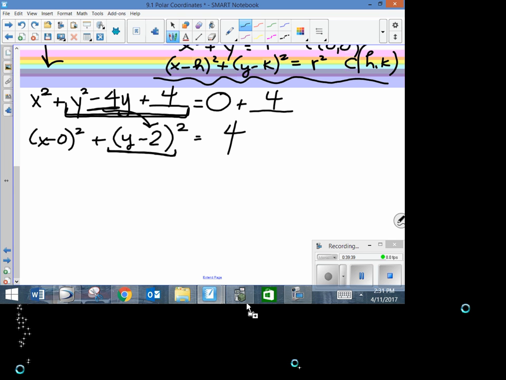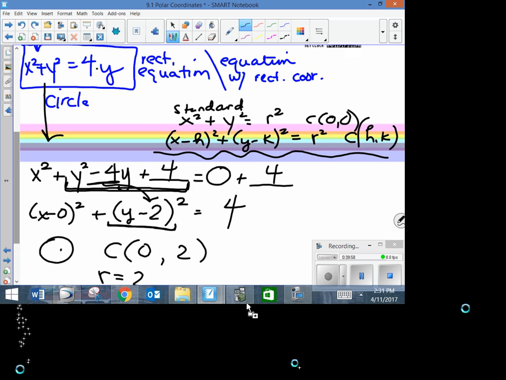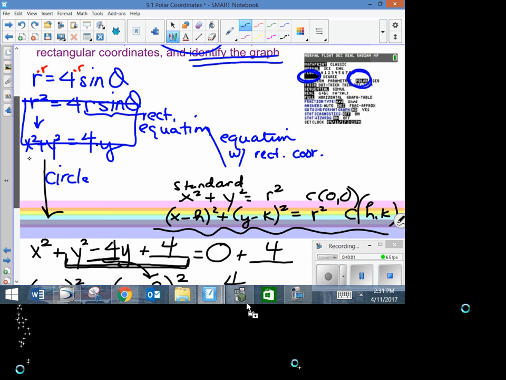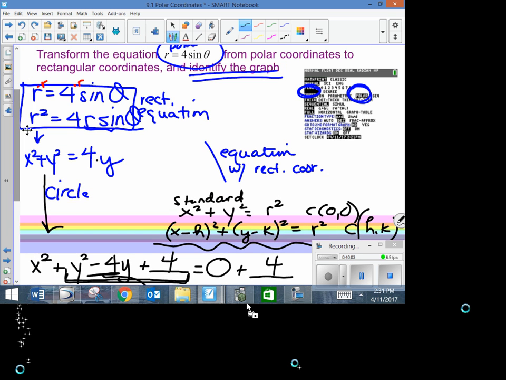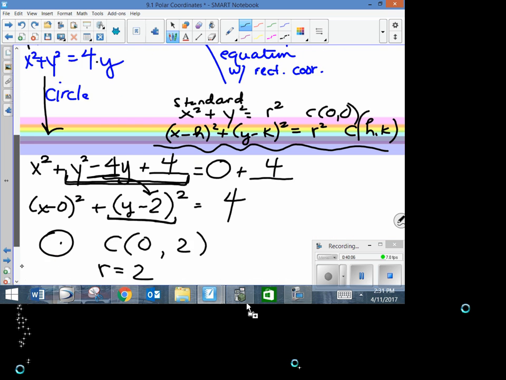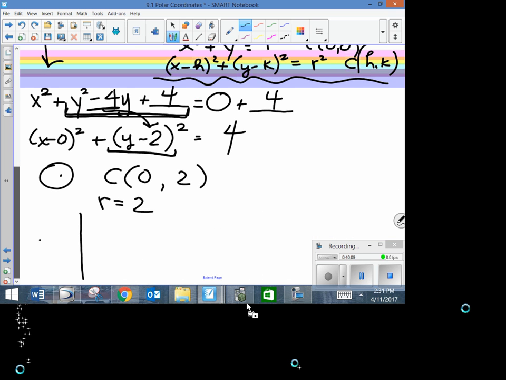All right, now we know it's a circle. Center is 0, 2, and radius is 2. And if it doesn't say to graph it, it just says to identify the circle. We could graph it, right? 0, 2 is up here. And we go up 2, over 2. Here's your beautiful circle.